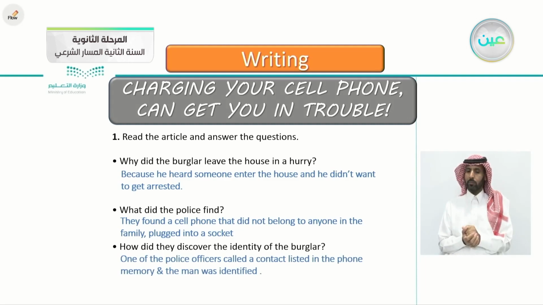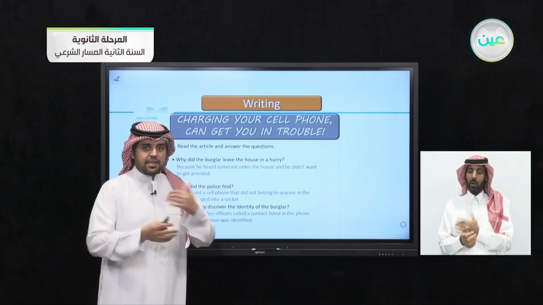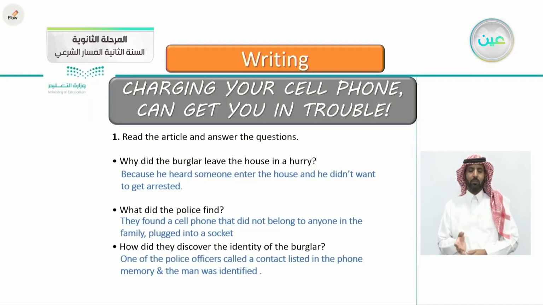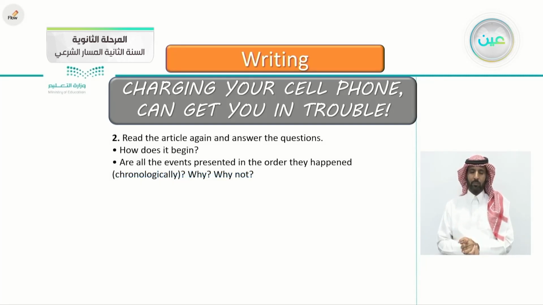Of course, if you want the long version, one of the police officers had an idea to call someone from the contacts and tell him that the owner of the phone had an accident, so they can get the information about him. So again, one of the police officers called the contact listed in the phone memory, and later the man was identified and of course arrested. So read the article again and answer the questions.